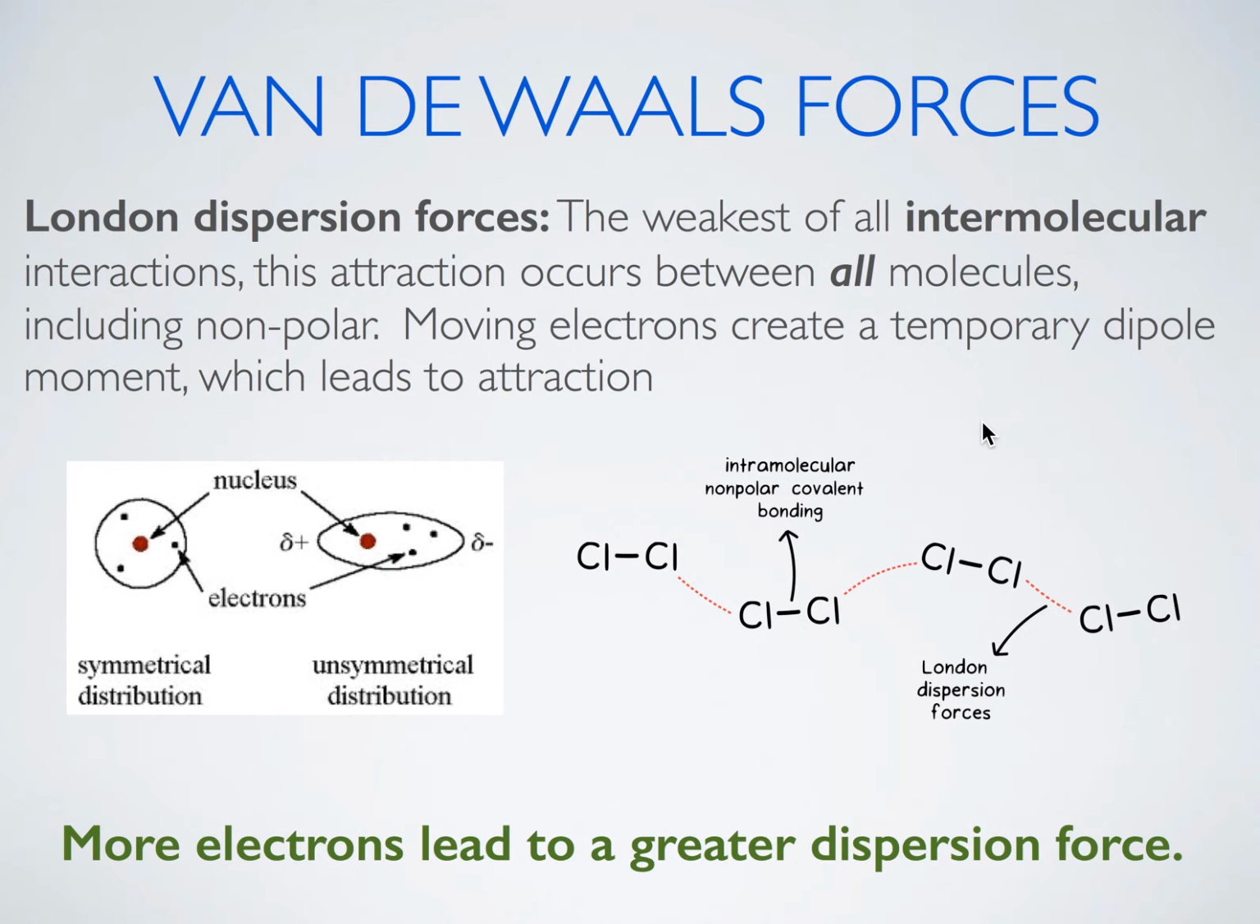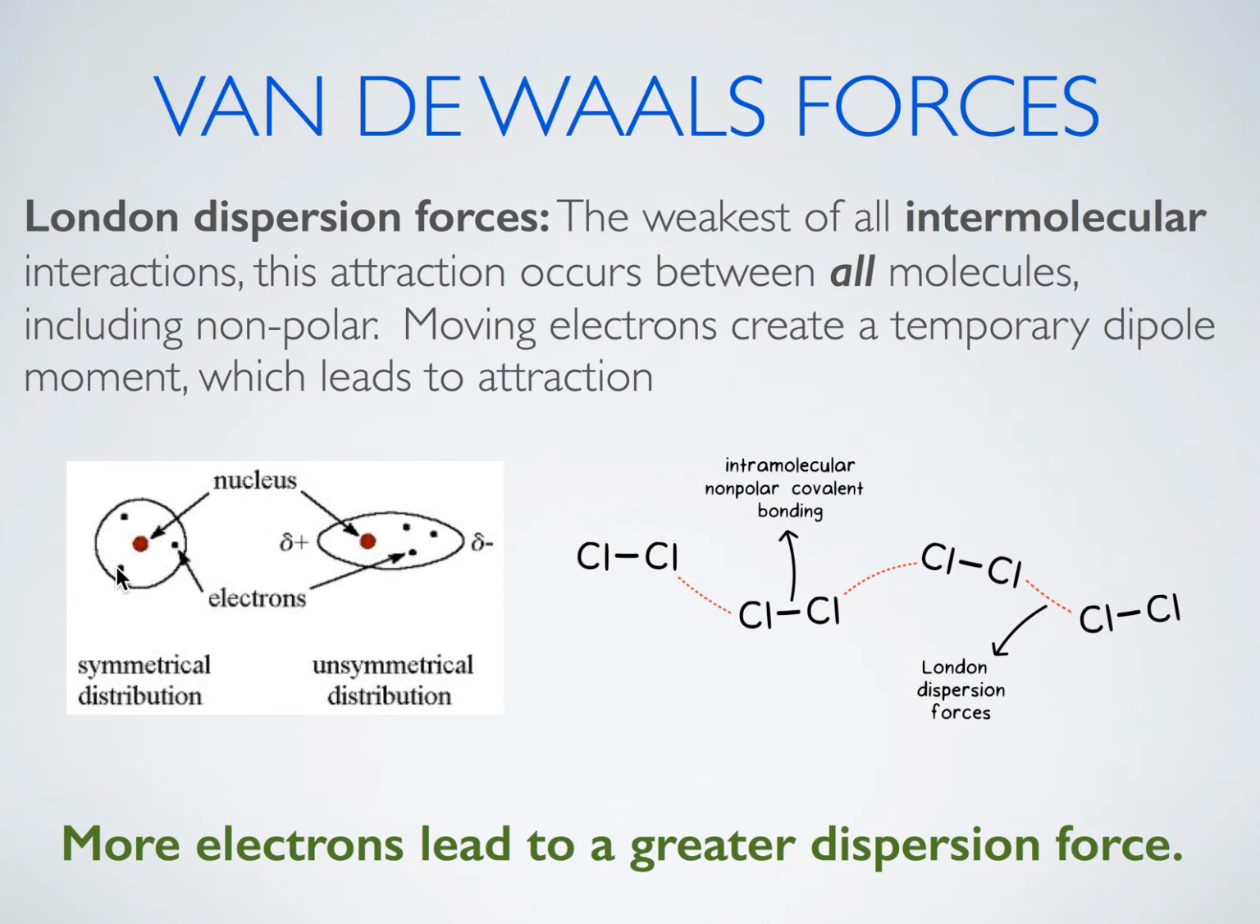The most basic one is London dispersion forces. This is the weakest out of all the forces, and it also occurs within all molecules, no matter what, even if they're nonpolar. A lot of times we draw a Bohr model or some kind of model of the atom where the electrons are evenly spread out, orbiting around the center of the atom. But that's rarely the case.